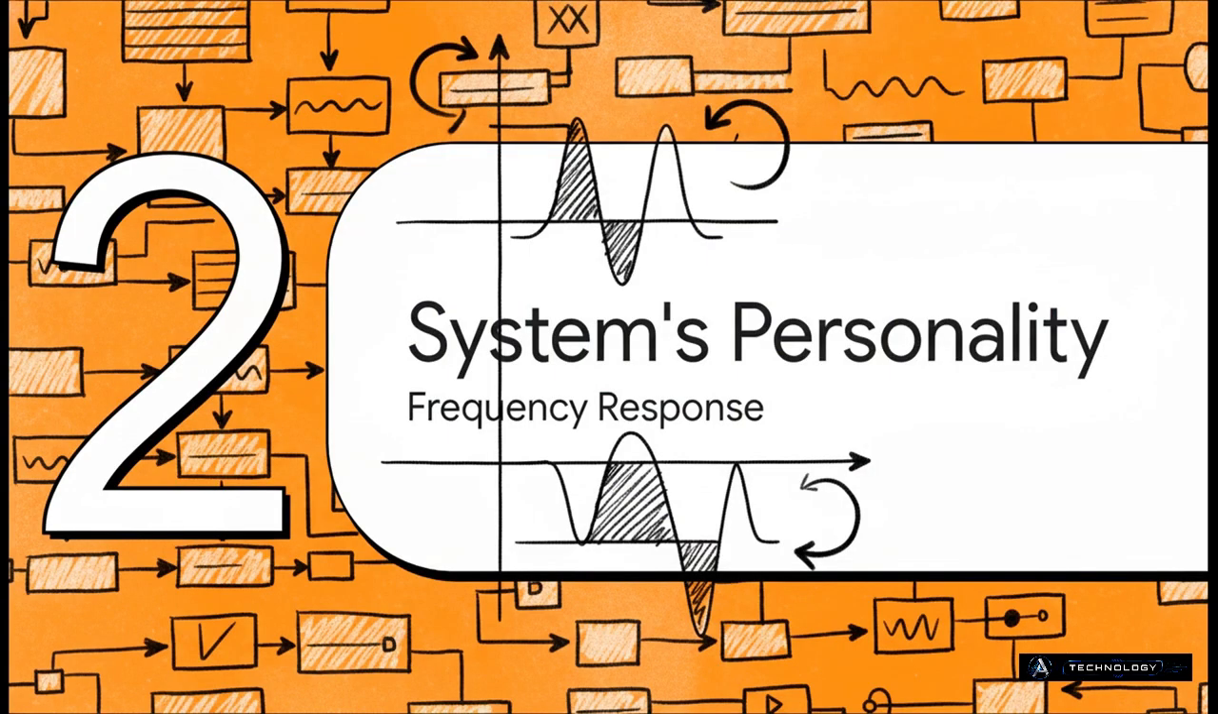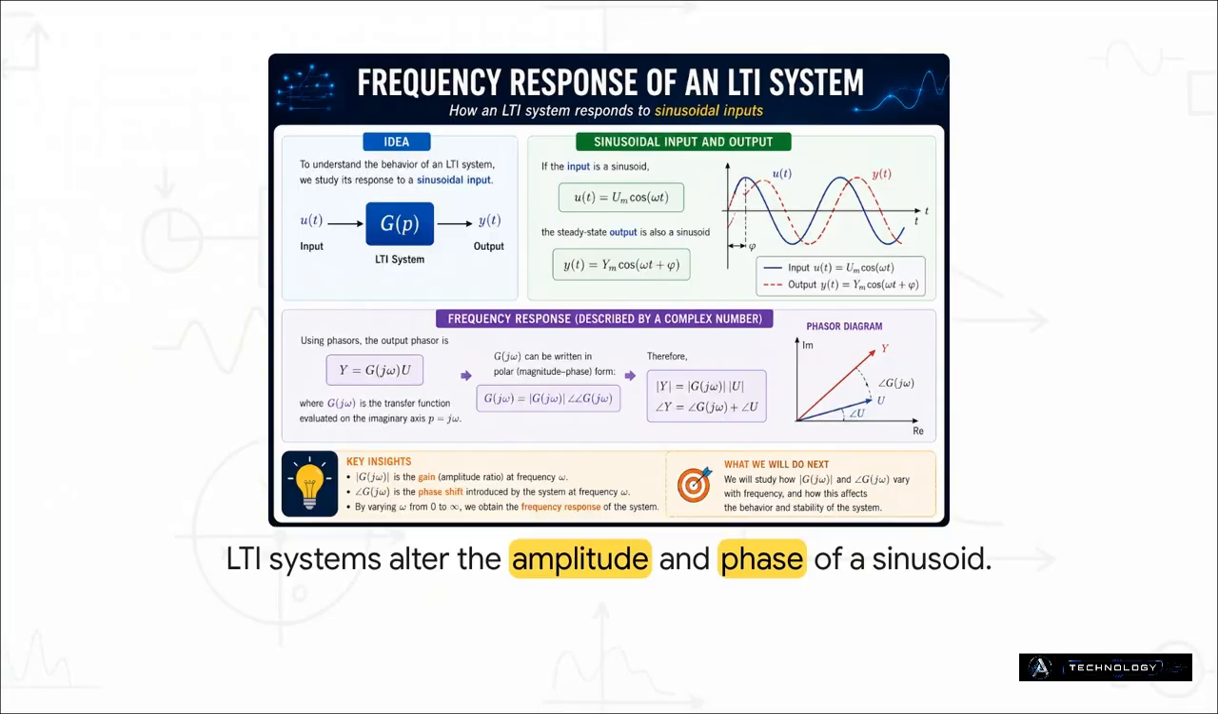Moving right along to part two, the system's personality, frequency response. Okay, so to figure out a system's personality, we study its frequency response. The core idea here is elegantly simple. When we feed a steady-state LTI system a sinusoidal input, it outputs another sinusoid. And here's the kicker. It's the exact same frequency. But the system adds its own unique twist to it. It actually alters the signal based entirely on its own internal characteristics.